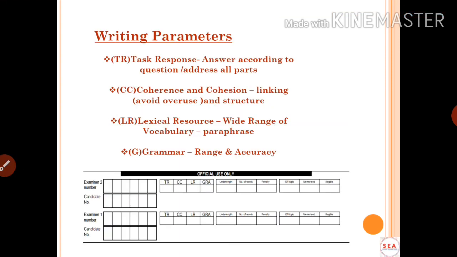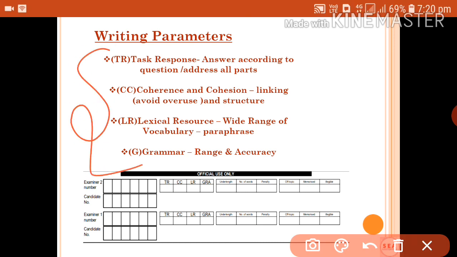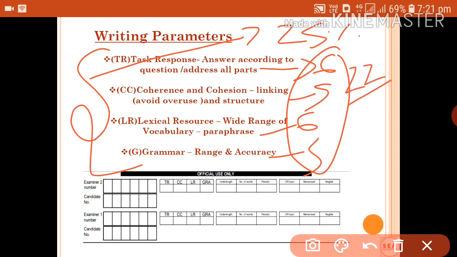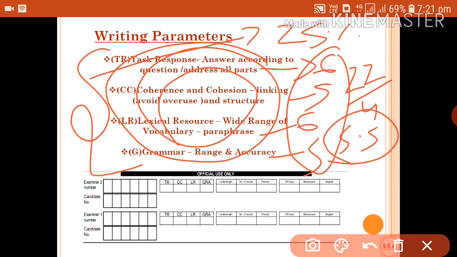So that was the last parameter. Now all these parameters are equally important as they all have 25% of weightage. Suppose you get 6 in task response, in coherence and cohesion you get 5, lexical resource 6, grammar 5, adding them all is 22, divide by 4, that is 5.5, that is your writing score. That means you have to focus on all the parameters to get the desired bands in writing.